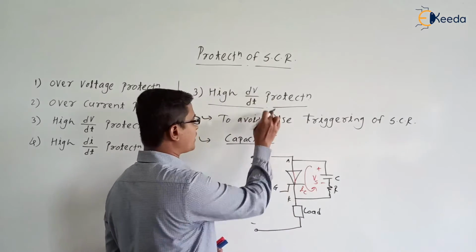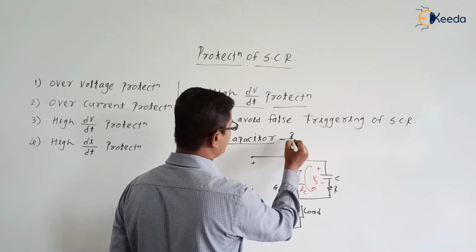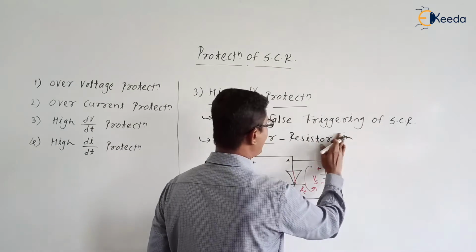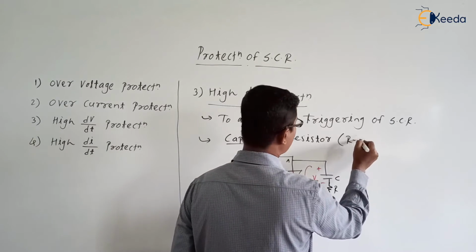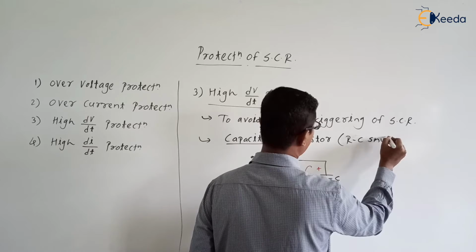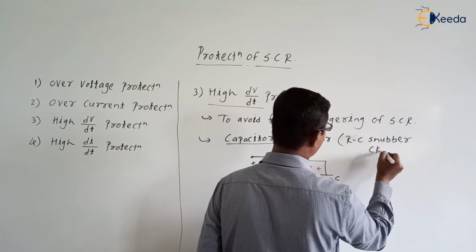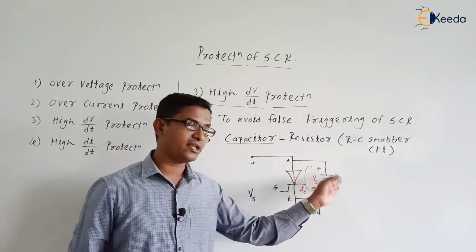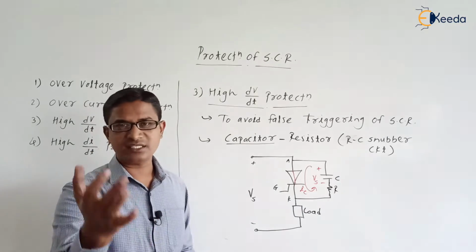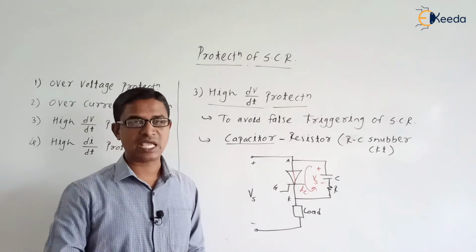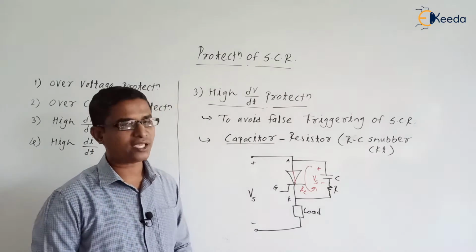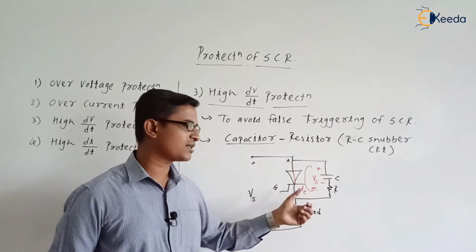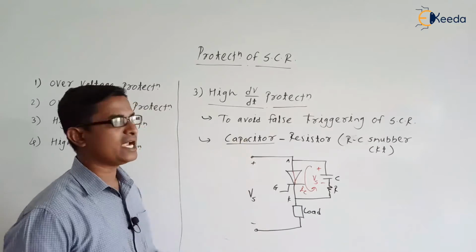In order to protect the SCR against dV by dt, we need to connect a capacitor and a resistor in series. This RC branch is generally called an RC snubber circuit. Is this clear? Why is the resistor connected in series with the capacitor? The basic reason is to limit the discharging current of the capacitor. They have asked this question, so please be careful. The purpose of connecting the resistor is to limit the discharging current of the capacitor. So this is about high dV by dt protection.